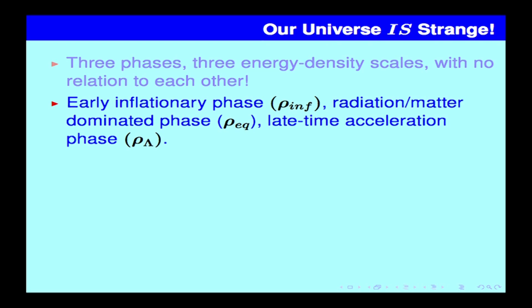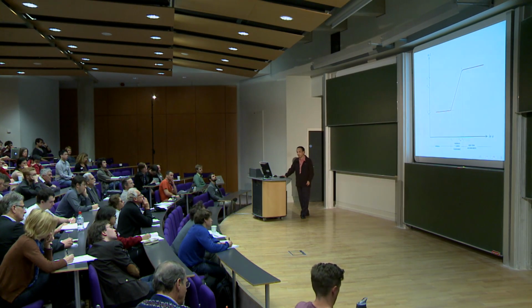Each of these is characterized by an energy density. In the inflationary phase, you have rho inflation, then the radiation matter phase is decided by rho eq, and the late time acceleration is decided by rho lambda. And there is absolutely no relationship in conventional cosmology between these three numbers. So, this is the graphical picture which we will keep coming back to.